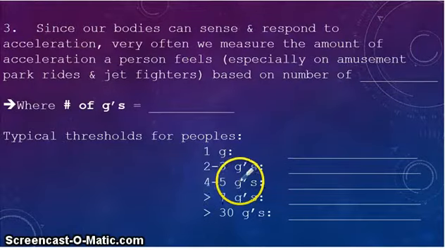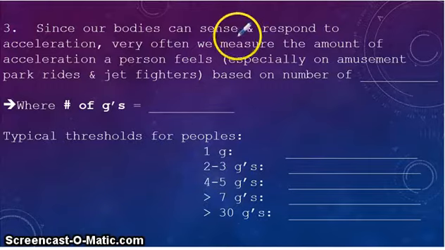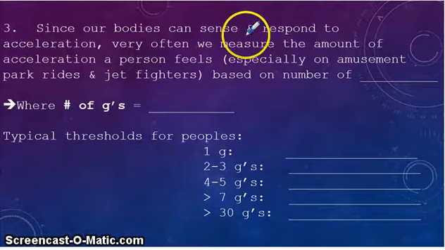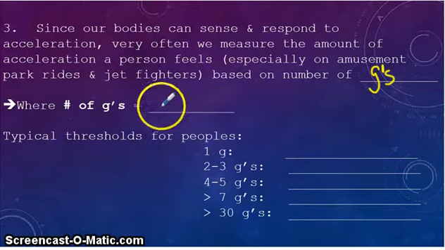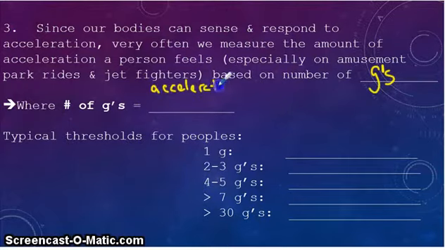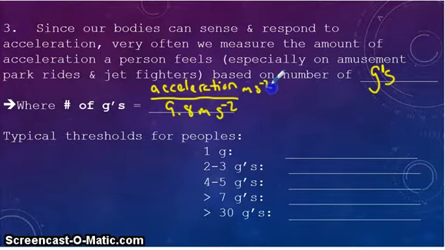Okay, so since our bodies can sense accelerations, if you were in the passenger seat of a car and you had a blindfold on, you would be able to feel the accelerations. So we typically report the amount of acceleration in a unit called G's. To figure out the number of G's, you take the acceleration in meters per second squared and divide it by the Earth's acceleration of 9.8 meters per second squared. So you get a number of G's.